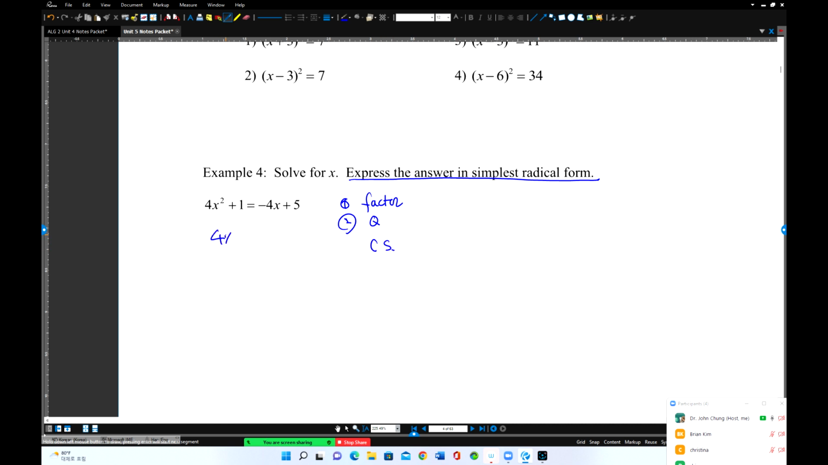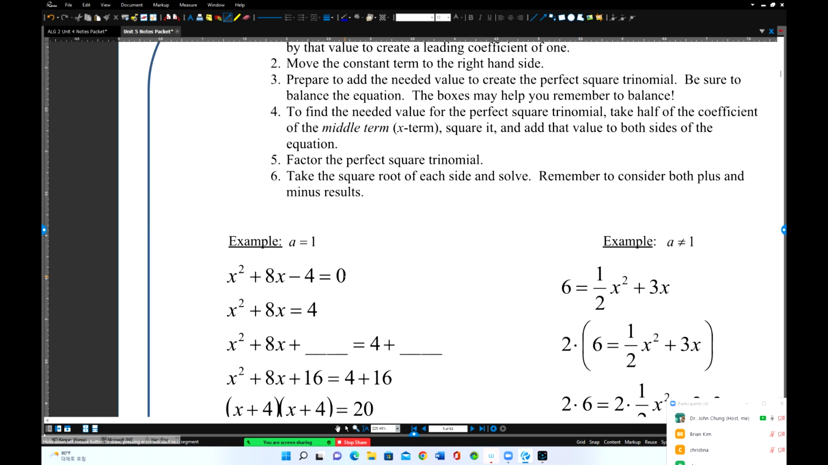This is what, 4x squared. Move this to the left, what, positive 4x. Move to the right, the minus 5 is what, minus 4 equals 0. When you divide by 4, always, x squared plus x minus 1 equals 0. This is not factorable. Okay, in this case, you can use the quadratic formula or completing the square.